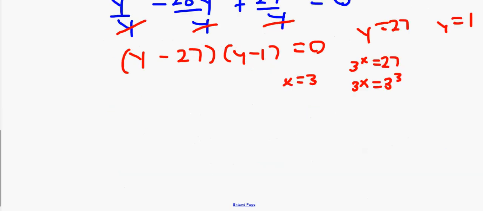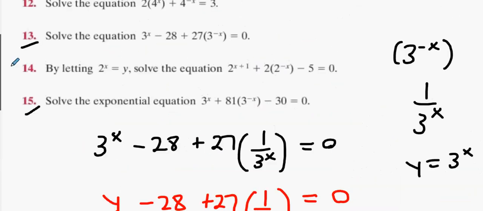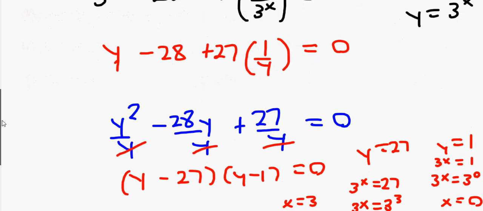And finally, what about the next part? 3 to the power of x equals 1. 3 to the power of x must equal 3 to the power of 0. This implies x equals 0. We all on board? You guys really quickly try 15 on your own.